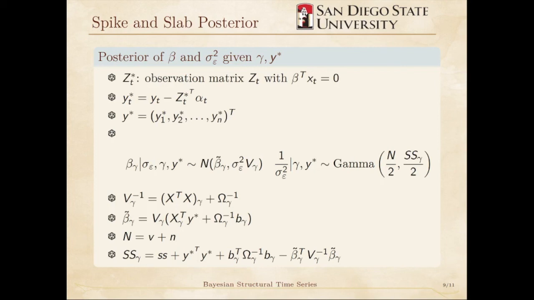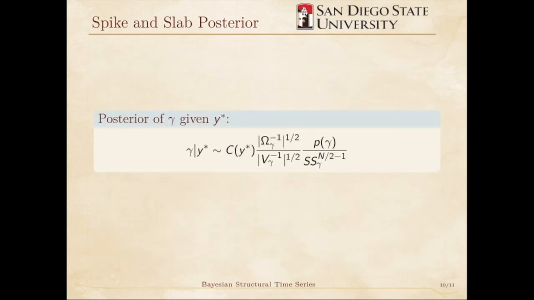Beta gamma given sigma epsilon, gamma, and y star follows a normal distribution with mean vector beta tilde gamma and covariance matrix sigma squared epsilon v gamma. Additionally, 1 over sigma squared epsilon given gamma and y star follows a gamma distribution with shape n over 2 and rate ss gamma over 2. The parameters of each of these particular distributions are listed below. And the posterior of gamma is listed here.